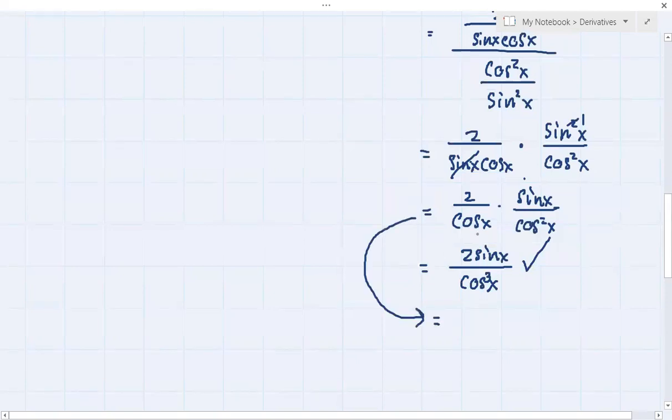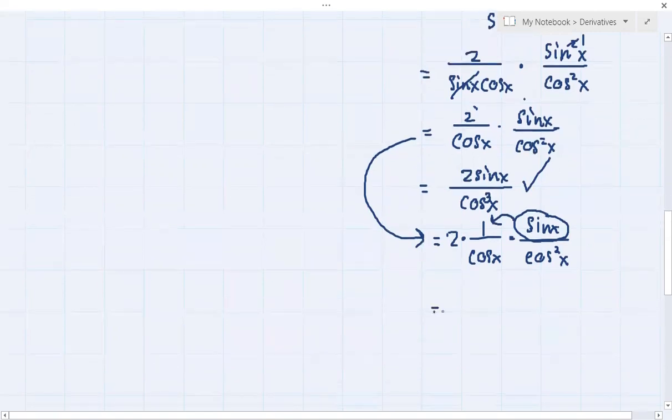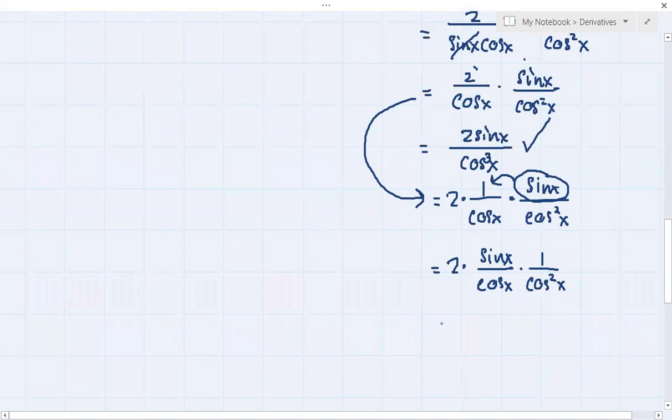Okay? So una, ilabas ko si 2 dito. Okay, ilabas ko siya, ilayo siya sa gilid. So magiging 2 times 1 all over cosine x times sine x all over cosine squared of x. Ang gagawin ko, ipagsama ko si sine x dito sa 1 all over cosine x. So mangyayari dyan, I will have 2 times sine x all over cosine x. Tapos, sa ibang term, which is si cosine squared x, magiging 1 all over cosine squared x lang siya. So ito, we can simplify this one.